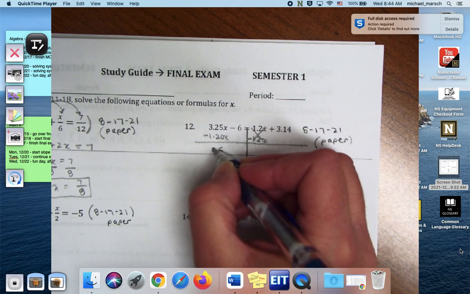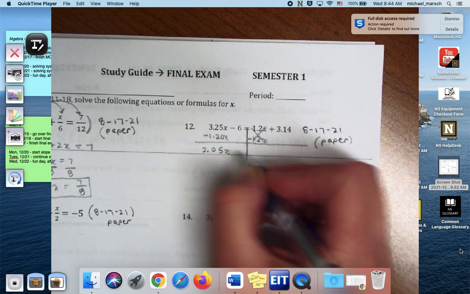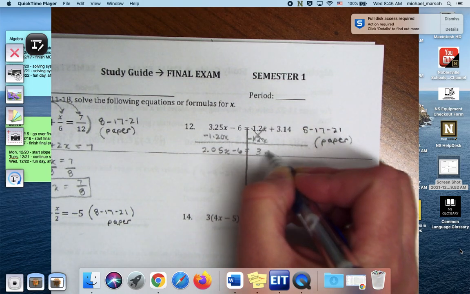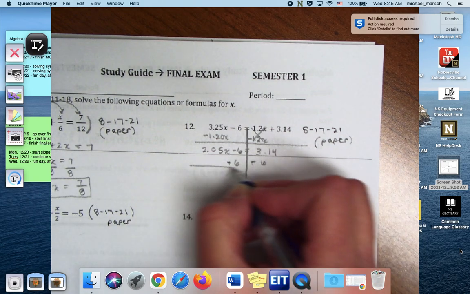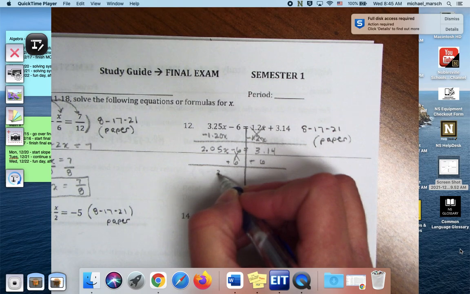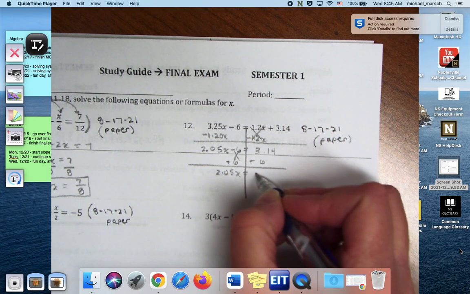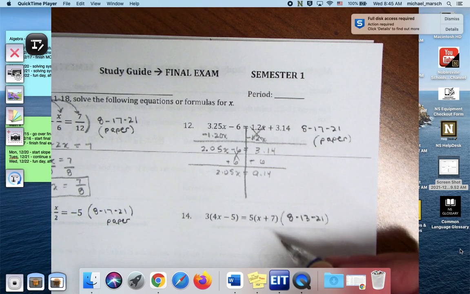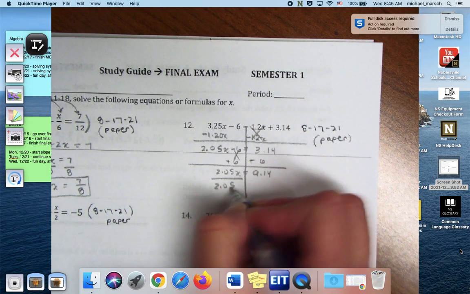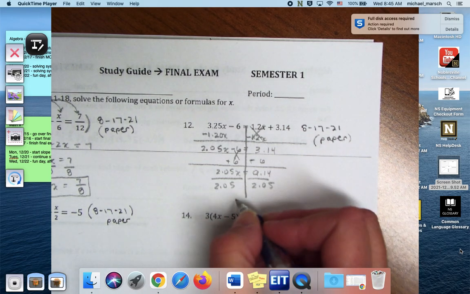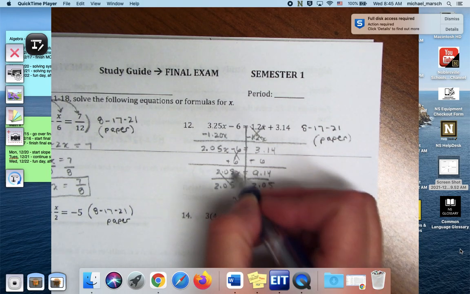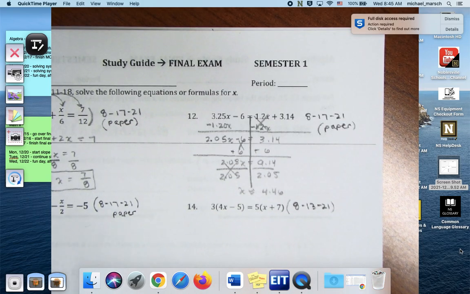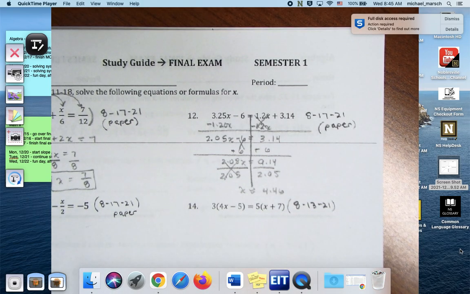So now I have 2.05x minus 6 equals 3.14. I'm going to add 6 to both sides. 2.05x equals 9.14. Divide by 2.05 on both sides. X is about 4.46. And I know some of you are thinking, I thought you didn't like decimals, which you're right, but because it starts with decimals, I can keep the decimals in there. If it didn't start with decimals, we'd have issues.